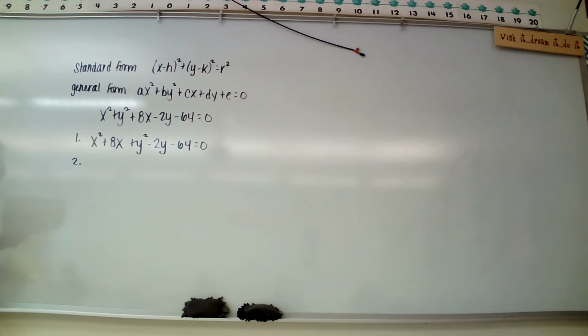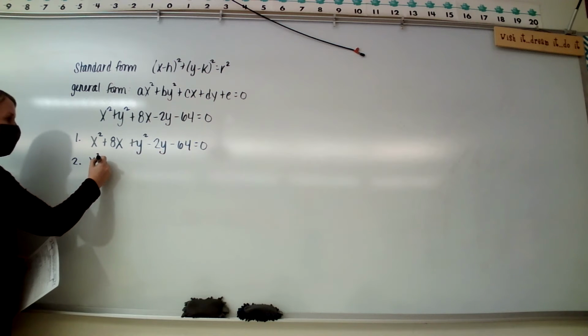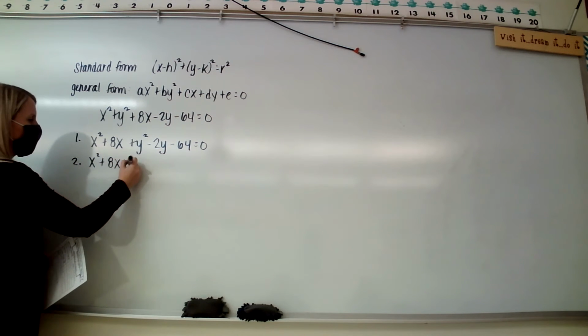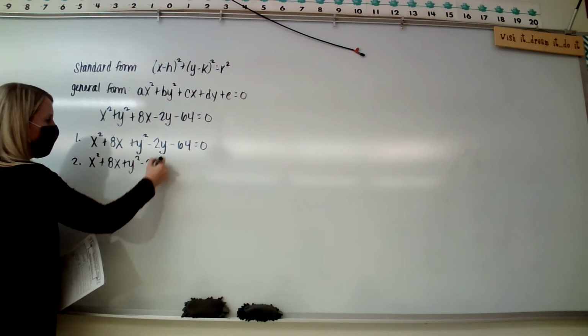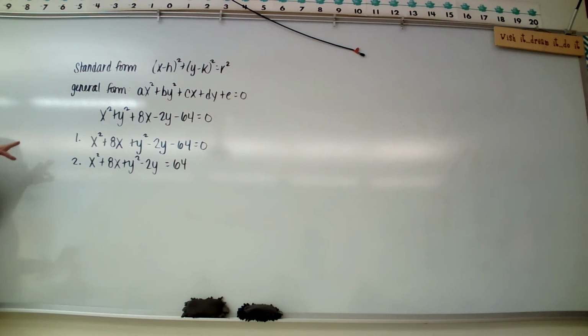Once again, they got a little aggressive writing the steps. The second step says move the constant to the other side. We probably could have done that in one step, right? But we have x squared plus 8x plus y squared minus 2y, and we're going to move the constant to the right side. That could probably be one step. We'll do it as that in the example.